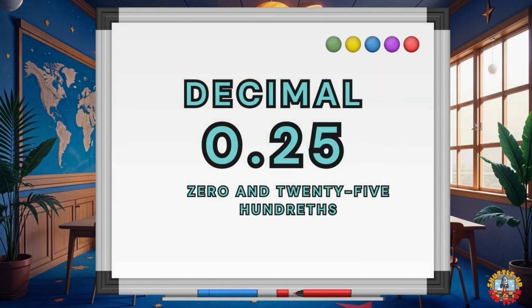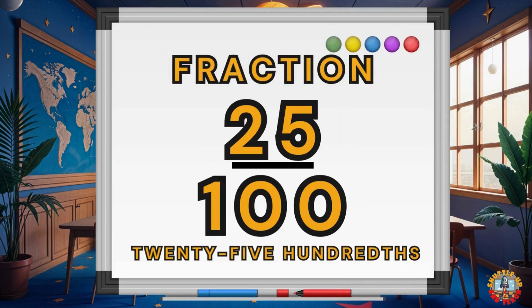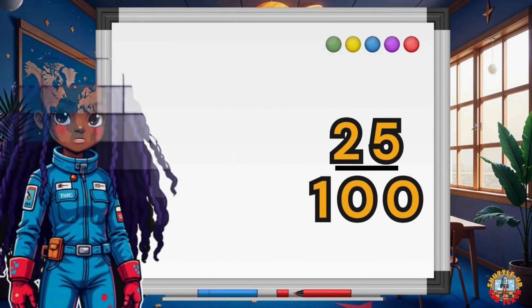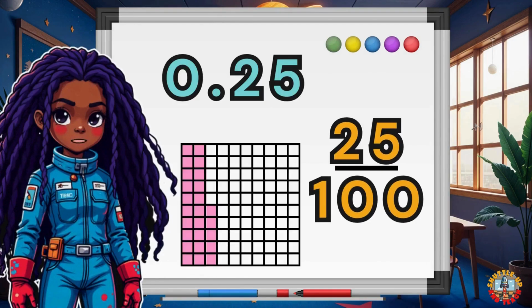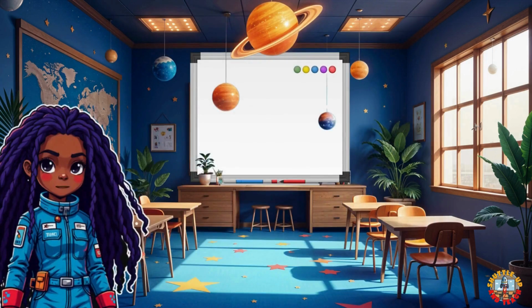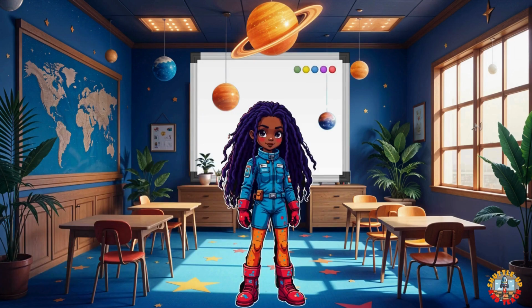Let's try another example. This decimal can be written as a fraction too. It's 25 hundredths because the decimal is in the hundredths place. Isn't it cool how decimals and fractions are just different ways to show the same value? Remember, decimals can be written as fractions with denominators that are multiples of 10, like tenths, hundredths, and so on.